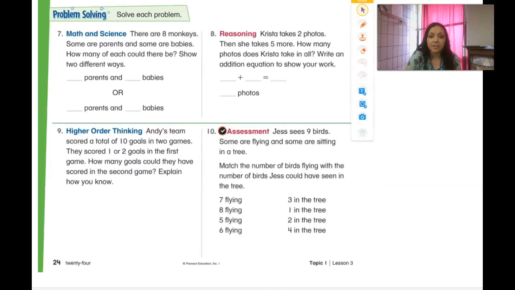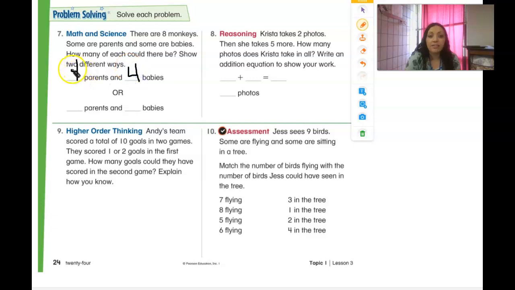Let's see. Oh, math and science. It says there are 8 monkeys. Some are parents and some are babies. How many of each could there be? Show 2 different ways. So we get to think of 2 different answers. So let's think about this. How can I break apart 8? Well, 8 has a double, doesn't it? I know that just by knowing, because I know that to make 8, I can do 4 and 4.